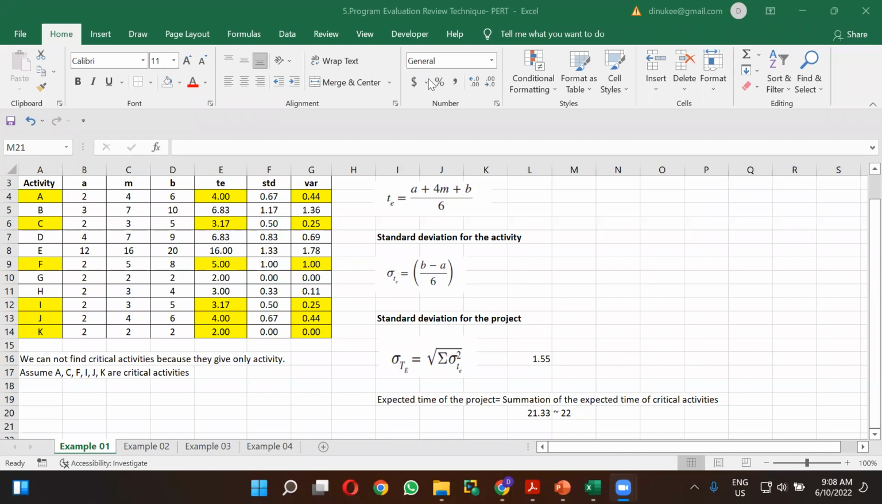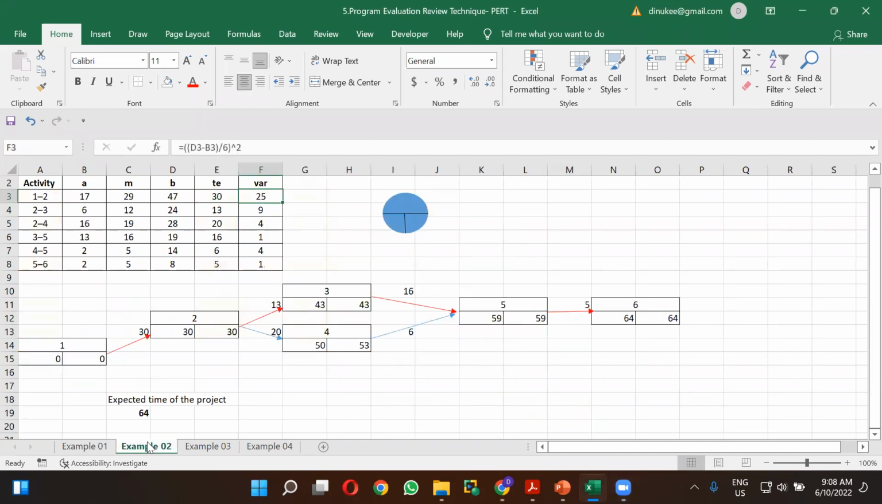Hasini, is that okay? Right. So these are the variances that you have to get: 25, 9, 4, 1, 4, 1. So up to this point, we have now completed.